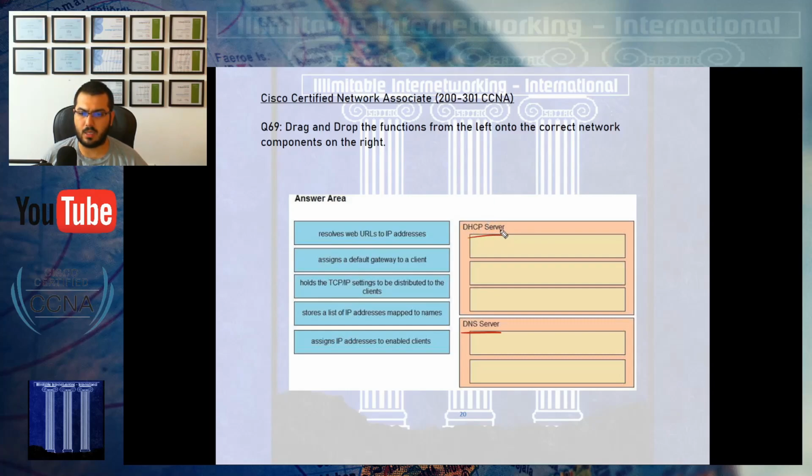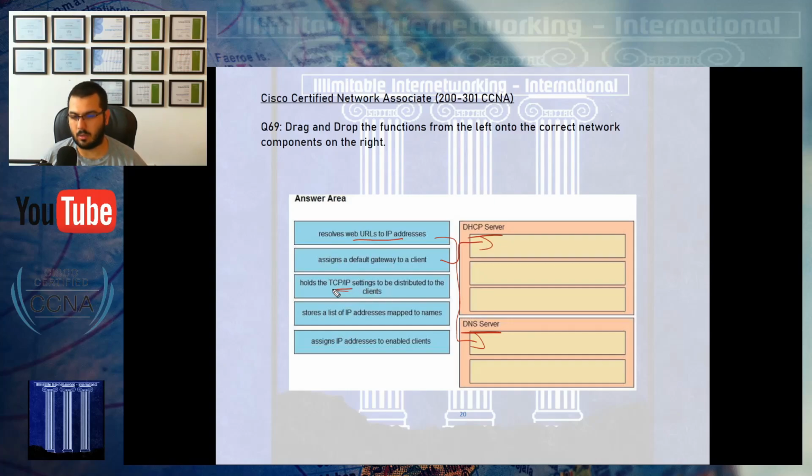Good. DHCP server resolves web URLs to IP address? Definitely not, if you have studied chapter 4 with me, then you know DNS does that. Assigns a default gateway to a client. This guy does assign IP, subnet mask, and gateway. Holds the TCP/IP settings to be distributed to the client.